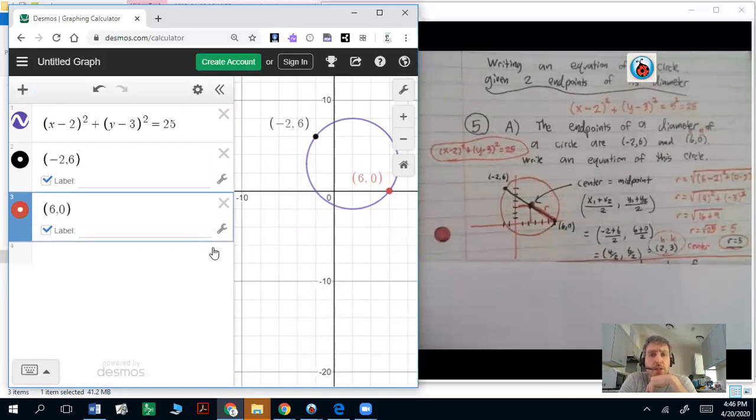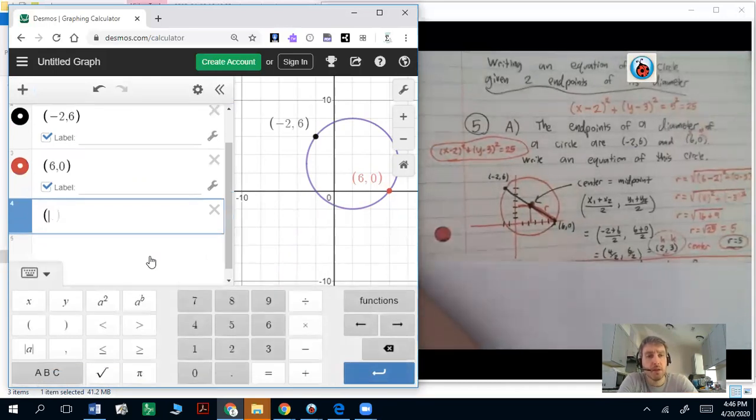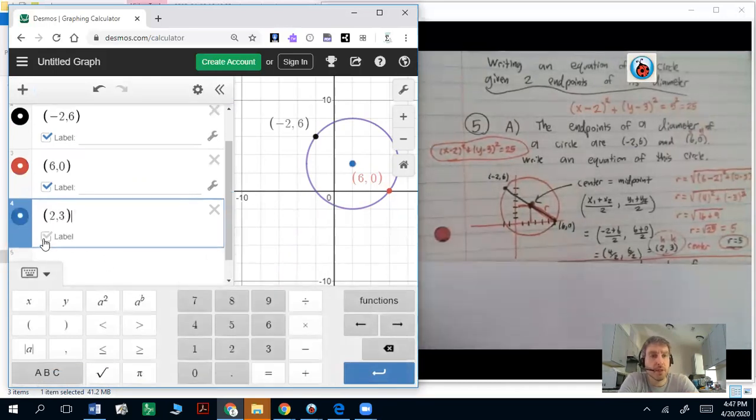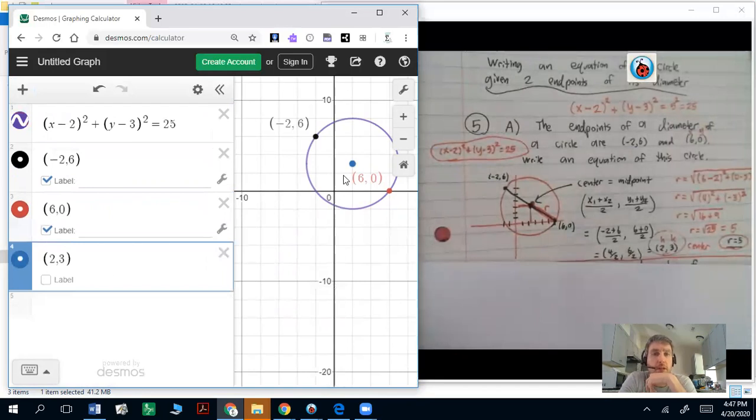And our center was (2, 3). So if I put in (2, 3) and label it, that point should appear right in the middle of that circle. So we know we got our circle right because we have our circle going through those two points, and our center is right halfway between those points. So we're good to go.